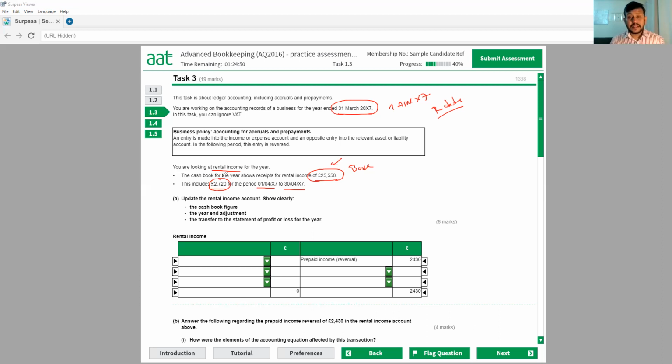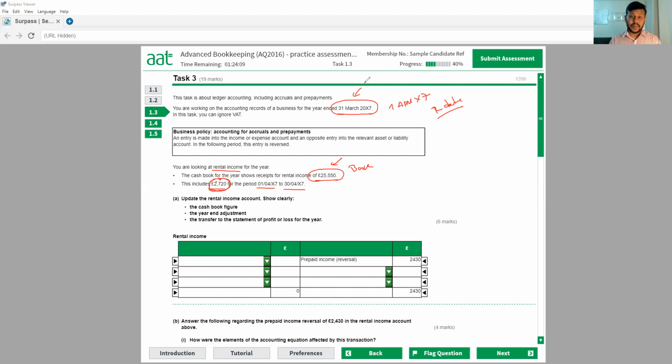Normally, the rent is received in advance. For example, for the month of December, you pay the rent at the beginning of December. That's why the landlord receives the rent at the beginning of the month. This has happened here as well. So one month was received in advance. This income does not belong to 31st of March 2017. It belongs to the next year, because it is for 1st April 17 to 30 April, the start of the next year. So it is prepaid income for this year, and prepaid income is a liability.